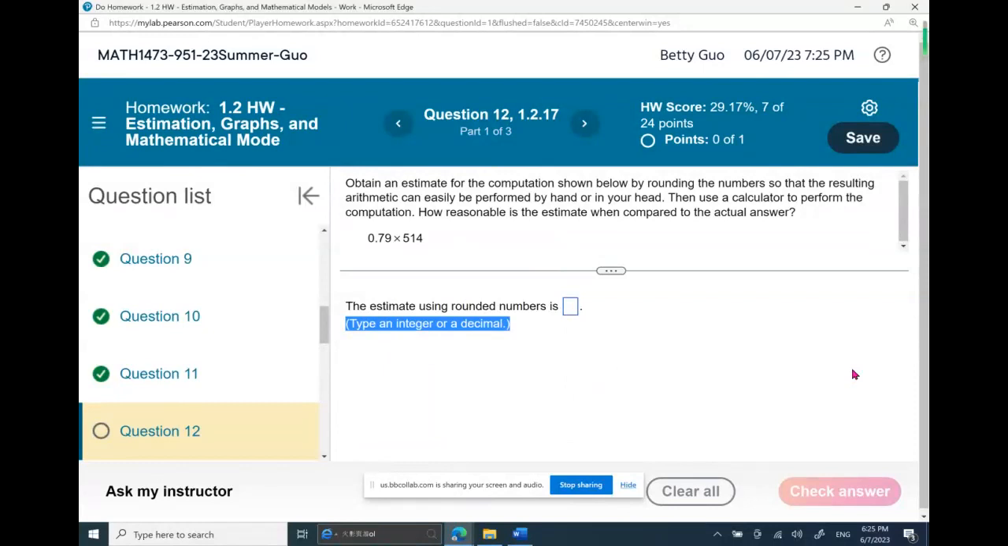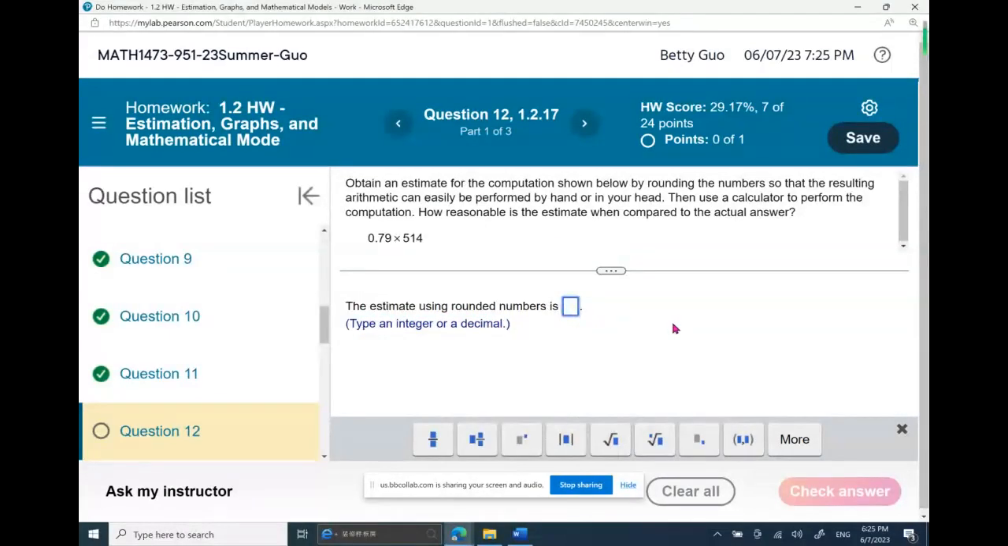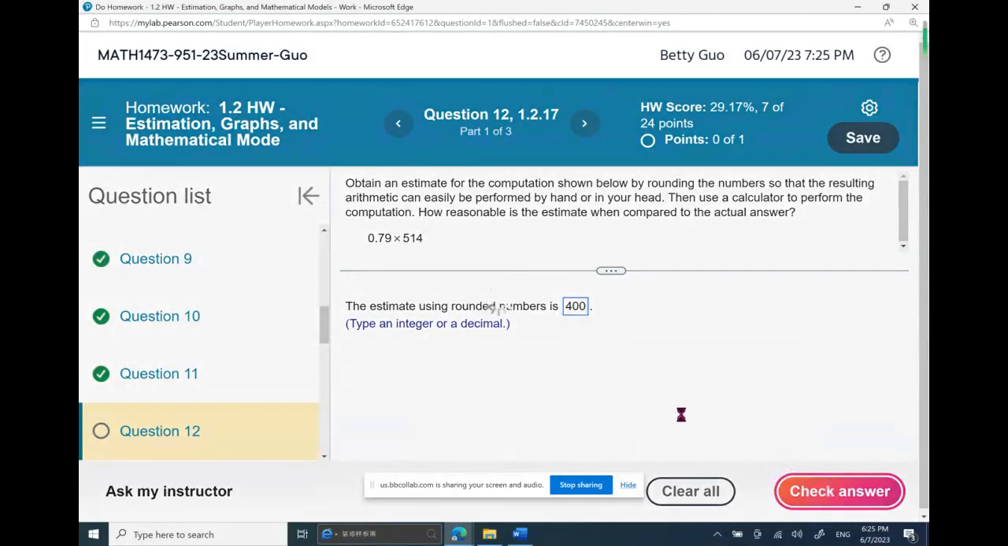Okay, so in order to perform that in your head, we want it to be as convenient as possible. So I'm going to try 0.8 times 500. 0.8, 80% of 500 is 400. Yeah, I can perform that in my head. So the answer is 400. Type an integer or decimal. I think this is good enough.